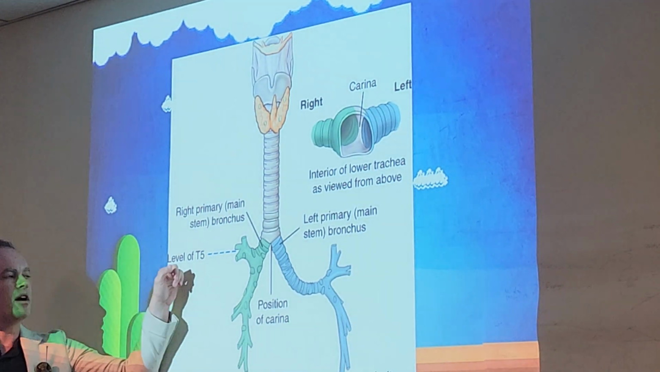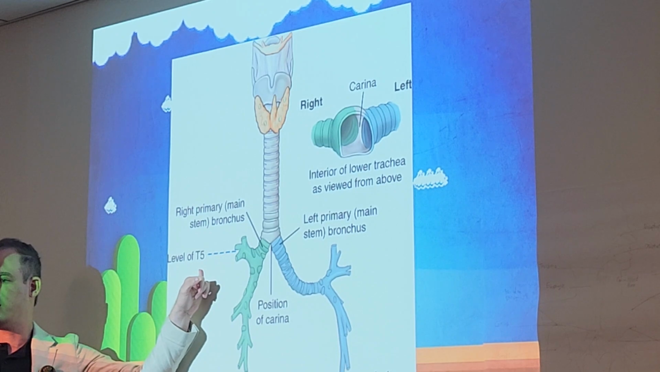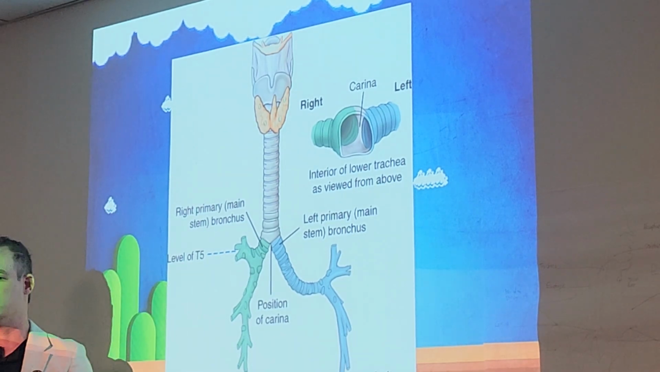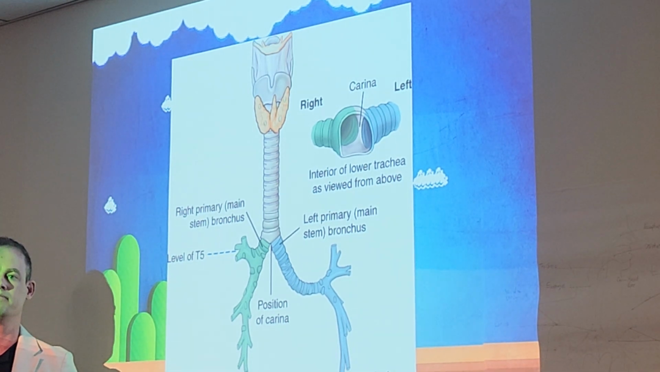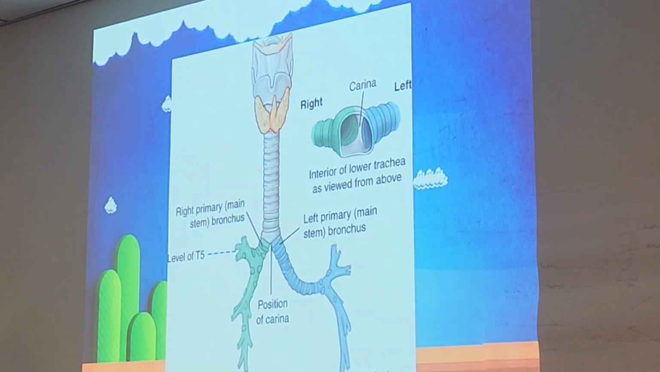By the way, write that down. Carina is approximately at the level of T5. That's a good piece of info to make sure you remember. Carina is approximately at the level of T5. So that's considered an axial cut? That would be an axial cut, yes.